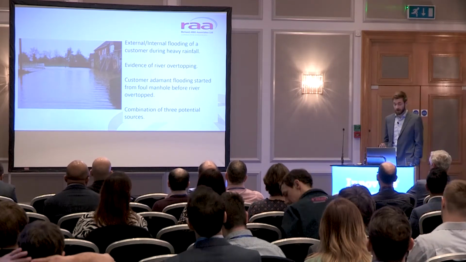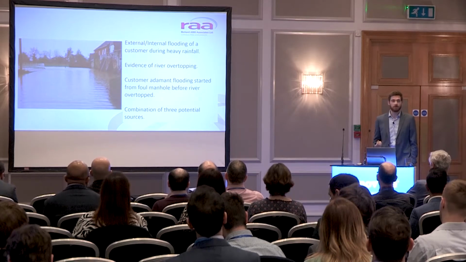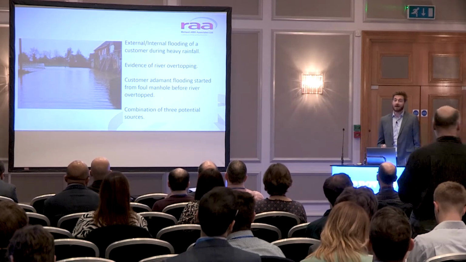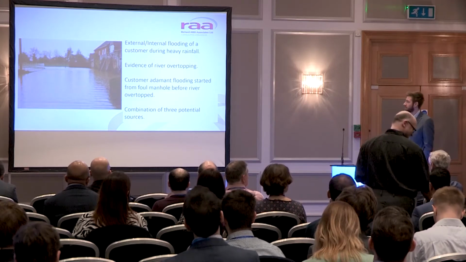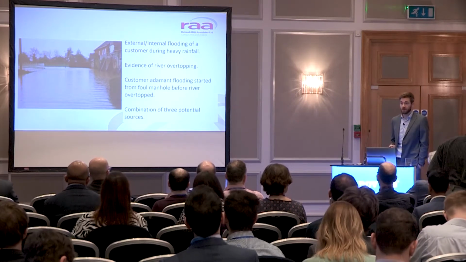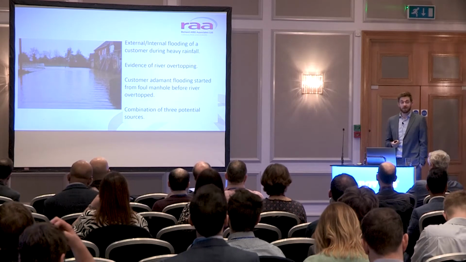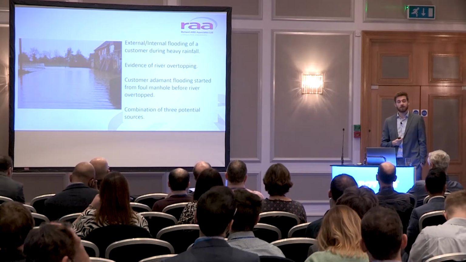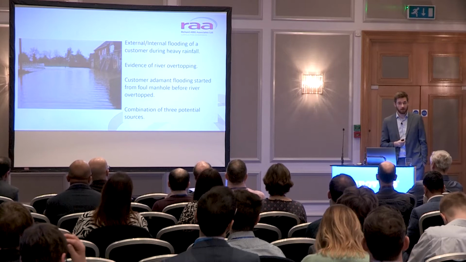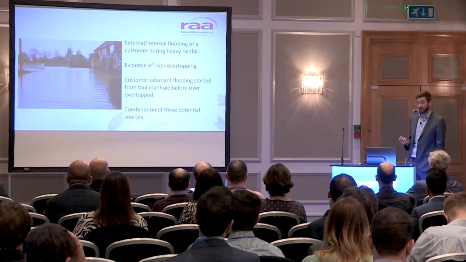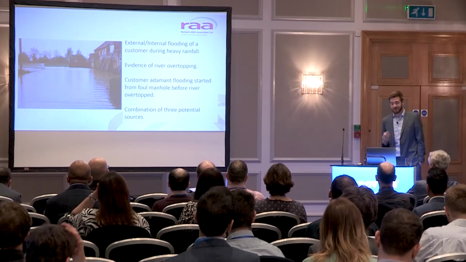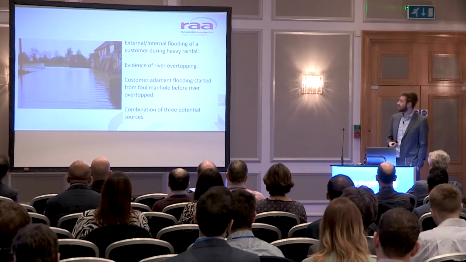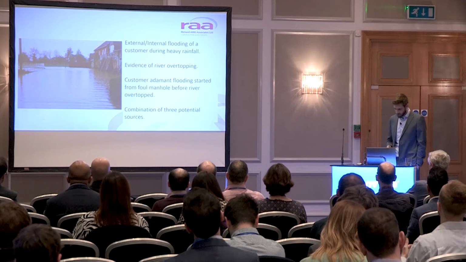The water company went out on site, and we can see that there's a river overtopping into the road, and you start to think, well, this is clearly a river, fluvial-based flooding. But then the customer is adamant that the flooding originated from the foul water sewer in the middle of the road. Obviously, looking at that flooding, that's not the only source. So now we have to look at a combination of the three potential sources.